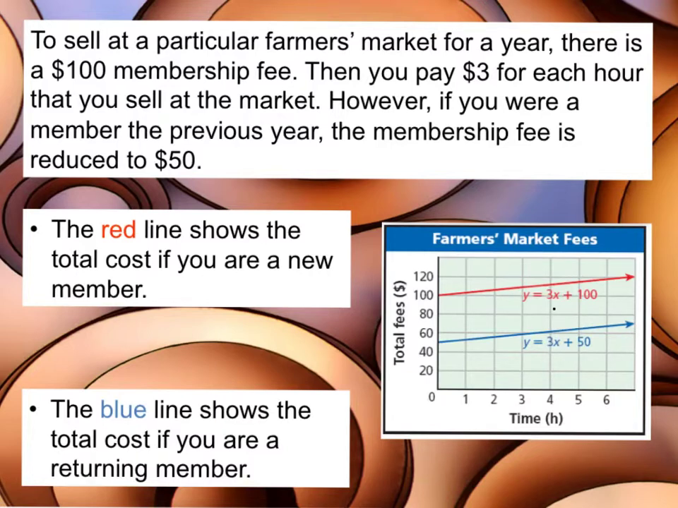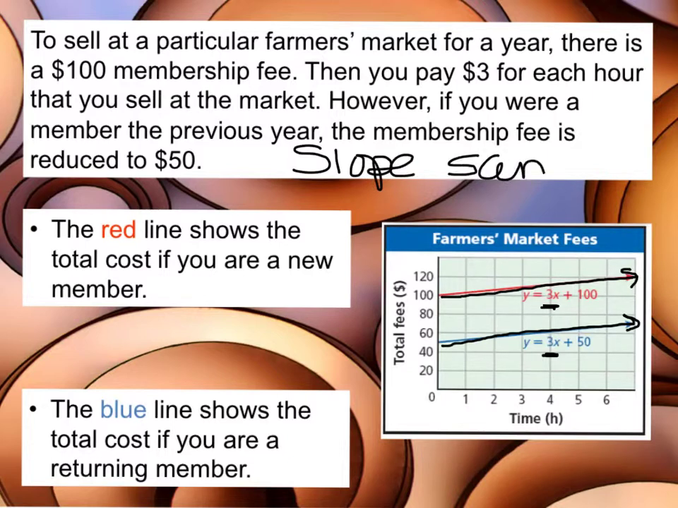You can see that these two lines are parallel, and we looked at an example of parallel lines on the previous slide. These two examples are parallel, and notice their slope. Both of the slopes are the same. So when you have parallel lines, your slope is always going to be the same slope. Slope is the same, okay? For parallel lines.